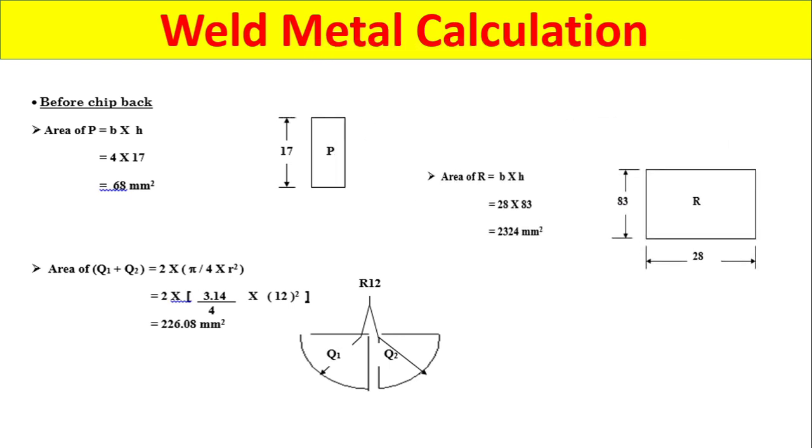Now they see area of R, B into H. So how is it coming? How many areas are there? You can understand the total is 6 areas. So you can find out the weight of all the areas. Then after that you have to add this weight.